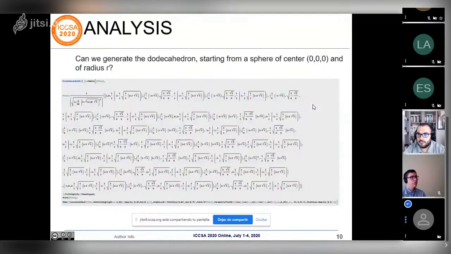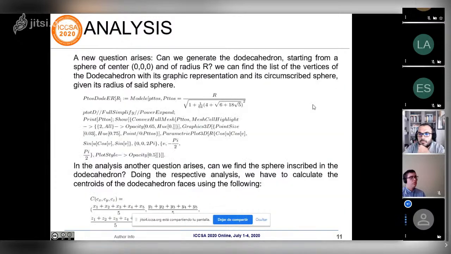But a new question comes out. Can we generate a dodecahedron inscribed in a sphere of center 0, 0, 0, and of radius r? For that, we have to divide all the points that represent the apexes of the translated dodecahedron by the distance from the center of the dodecahedron found to one of its apexes. In our case, approximately 1.680, getting to generate a dodecahedron inscribed in a sphere of radius 1. We decided to program using the commands Module, Show, ConvexHullMesh, and Graphics3D to generate a dodecahedron inscribed in a sphere of radius r.